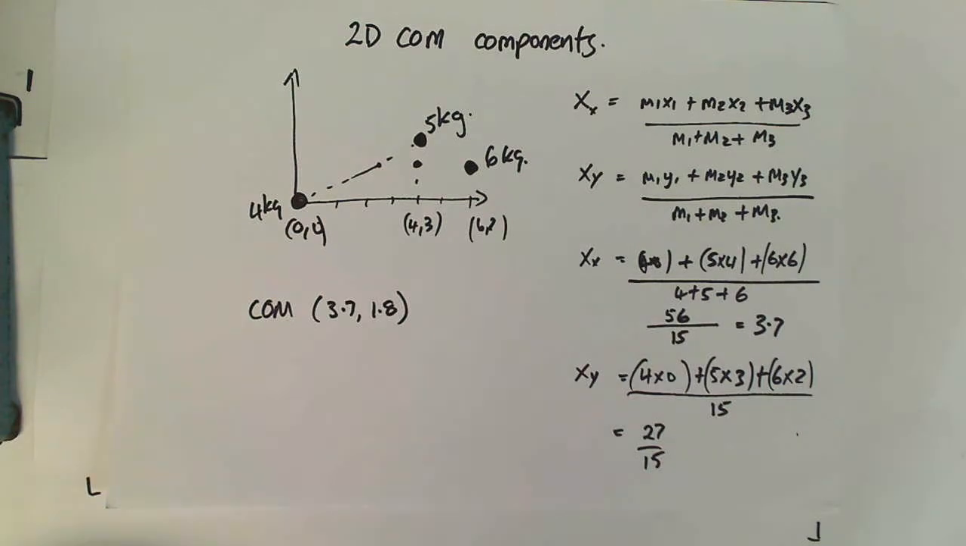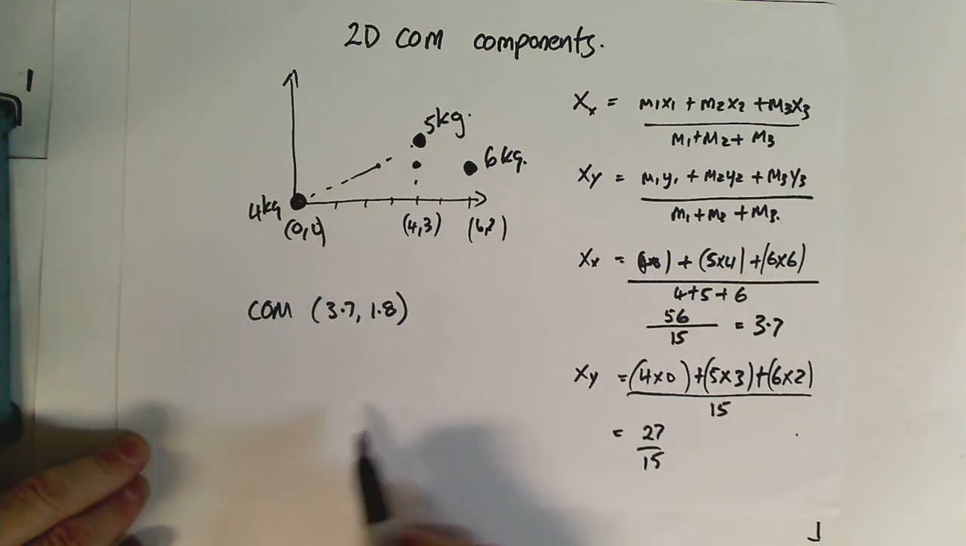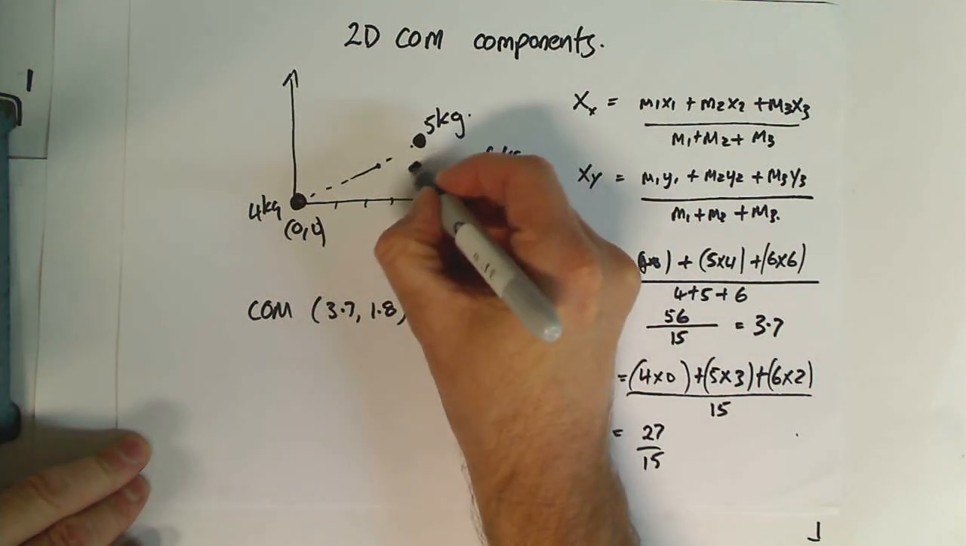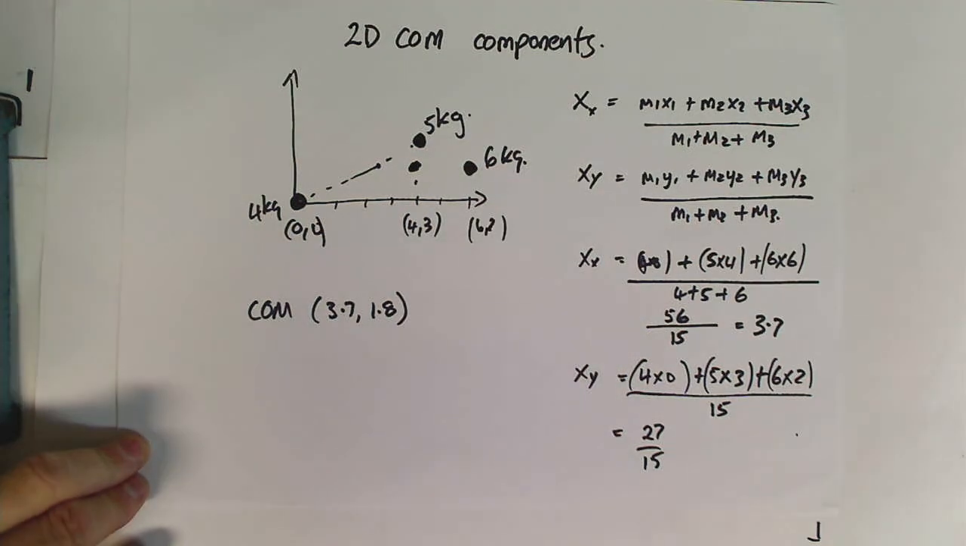And what we've ended up getting is the components of this centre of mass, and the mass at that point would be 15 kgs at that point there. That's the component method.